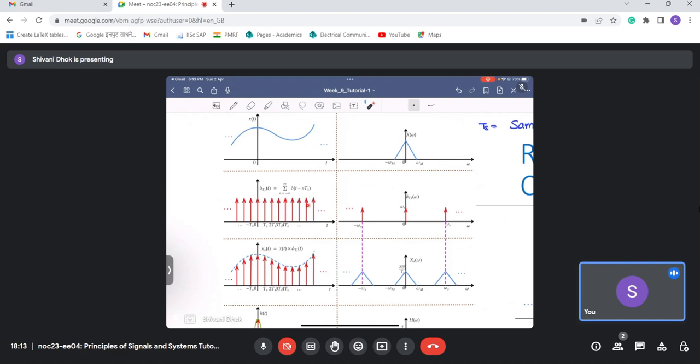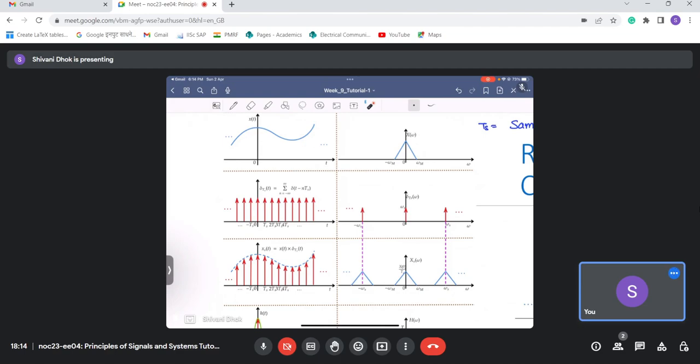Now this train of impulses has its Fourier transform as again a train of impulses, located at integer multiples of the angular sampling frequency. And if I have multiplication in the time domain, I'll have convolution in the frequency domain. So if I convolve X of omega with the impulse train and scale it, I'll get replicas of X of omega at every integer multiple of omega s, which is something like this.